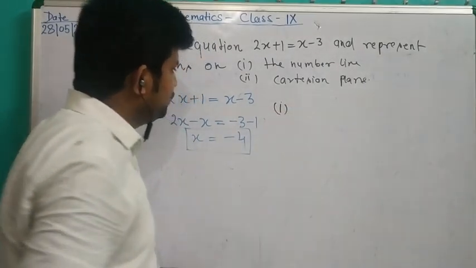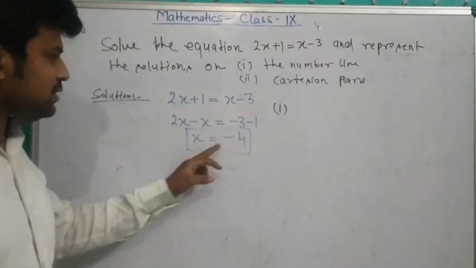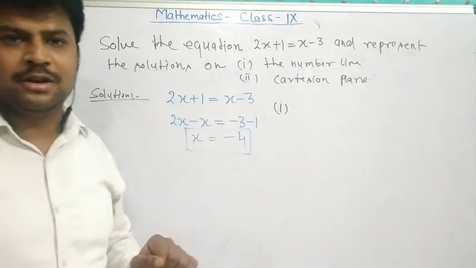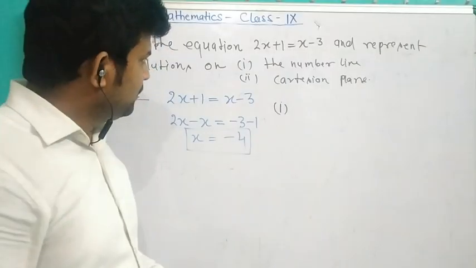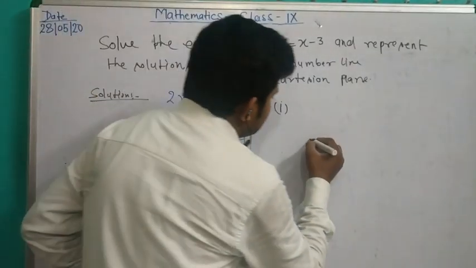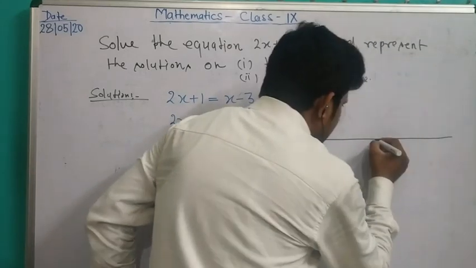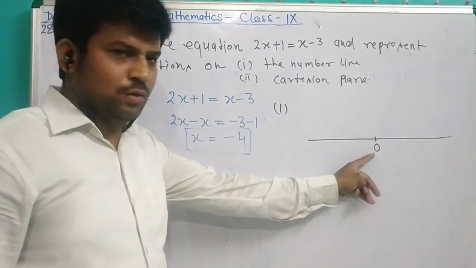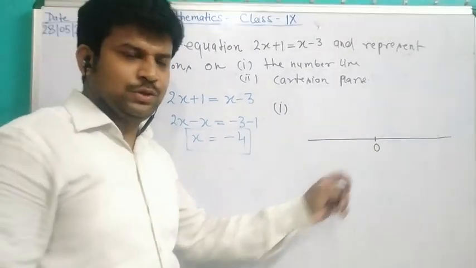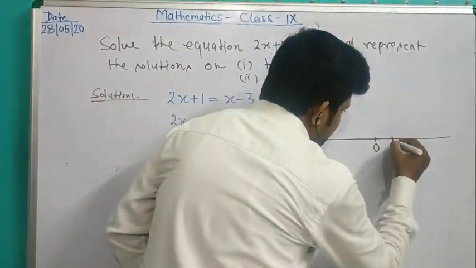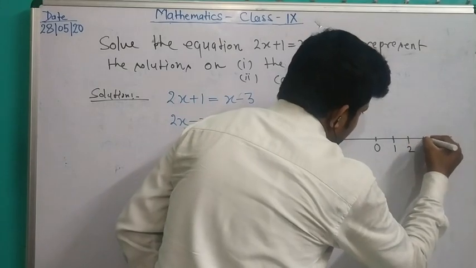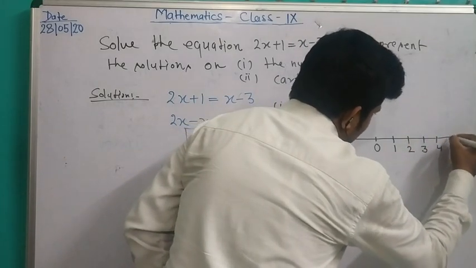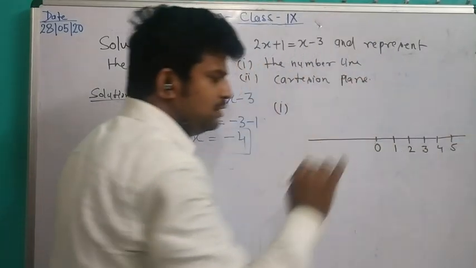First we are going to represent x is equal to minus 4 on the number line. As you know very well, a number line is a straight horizontal line, and this is the origin point. This is the origin, and the point of origin is 0. On the right side is positive 1, 2, 3, 4, 5 and so on.